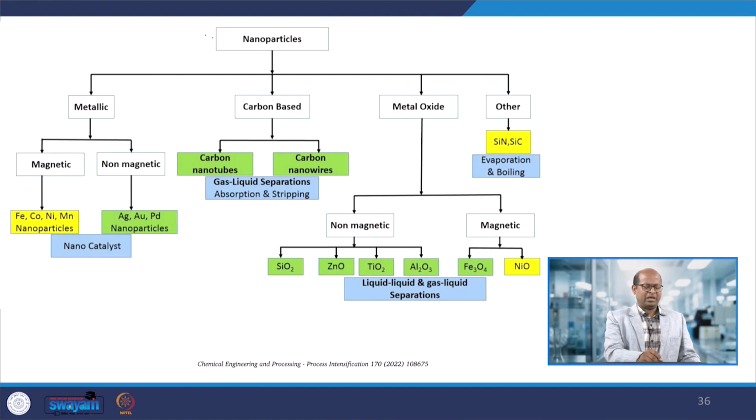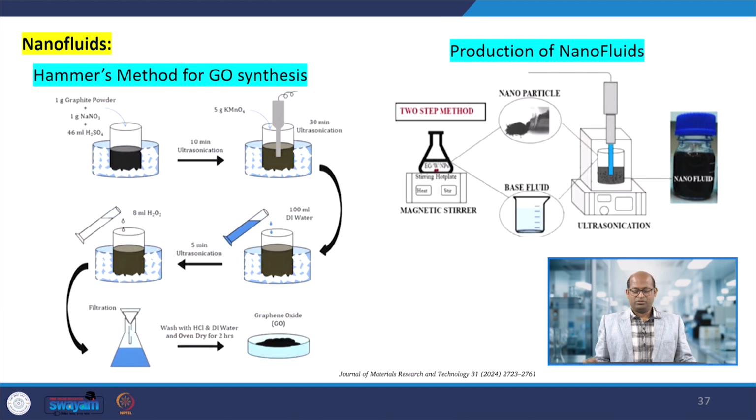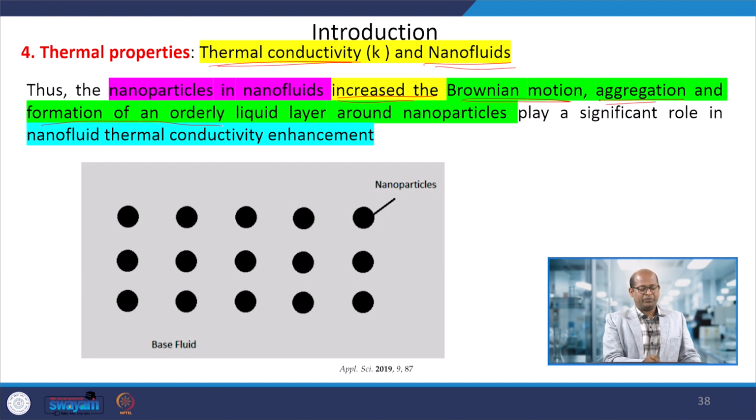Okay. So here are different nanoparticles: metallic, carbon-based, metal oxides, and other types of magnetic and non-magnetic materials that we have discussed in your previous class also. So how can we develop nanofluids, and what are the basic mechanisms behind the thermal conductivity of that material? Suppose you have a fluid, and there we are adding nanomaterials to make nanofluids. How will the thermal conductivity of the nanofluid change by adding nanoparticles to the system? When we add nanoparticles to develop a nanofluid, it increases the Brownian motion, aggregations, and the formation of an orderly liquid layer around the nanoparticle, which play a significant role in the nanofluid's thermal conductivity enhancement.